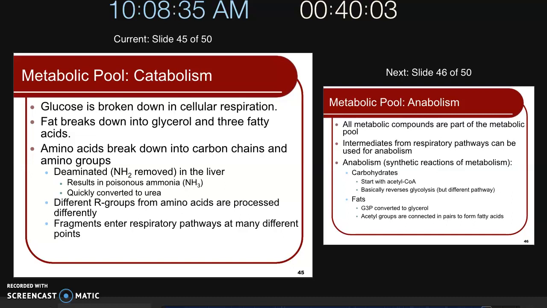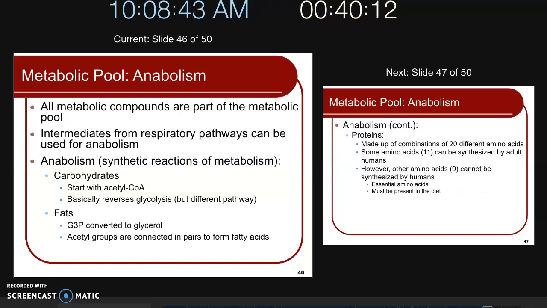Different R groups from amino acids are processed differently. The fragments enter the respiratory pathways at many different points. All metabolic compounds are part of the metabolic pool. Intermediates from respiratory pathways can be used for anabolism, building. Anabolism, we said, synthetic or synthesis reactions. Carbohydrates start with acetyl-CoA, basically a reverse glycolysis but different pathway. So we can make carbohydrates too through a reverse glycolysis system. Fats, G3Ps, are converted to glycerol. Acetyl groups are connected in pairs to form fatty acids.